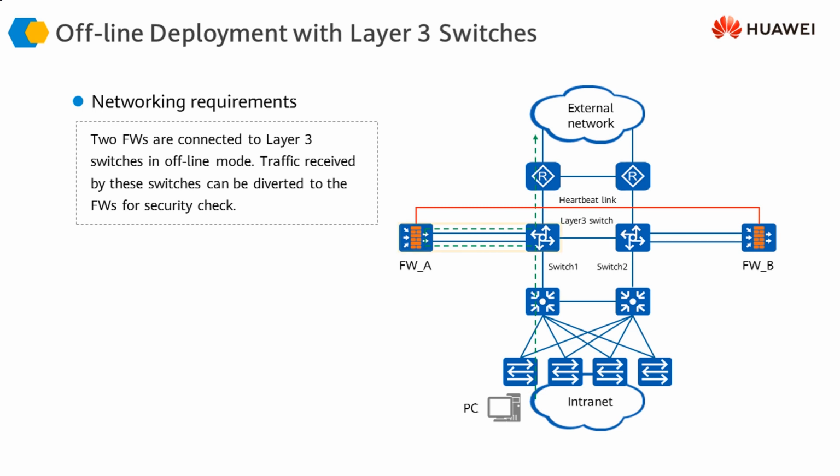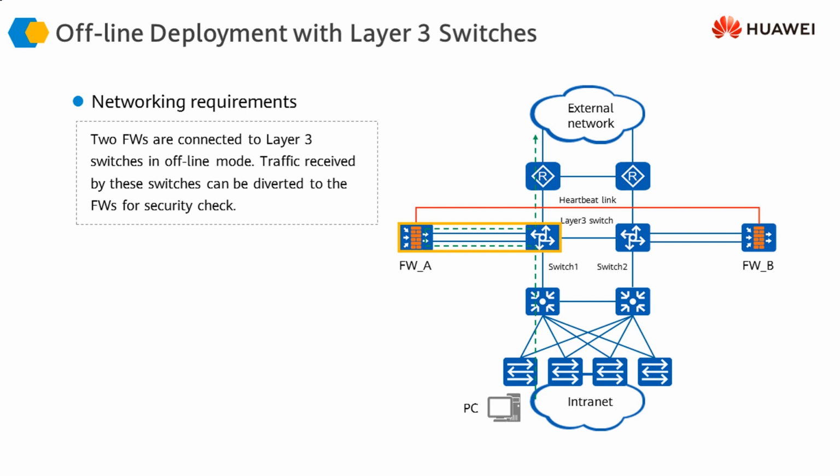And in order to forward traffic towards these firewalls, we have policy-based routing, or PBR, configured on these switches. So whenever traffic is going from the intranet towards the internet and it tries to pass through these layer 3 switches, we have configured policy-based routing on these switches. These switches forward the traffic using the PBR.